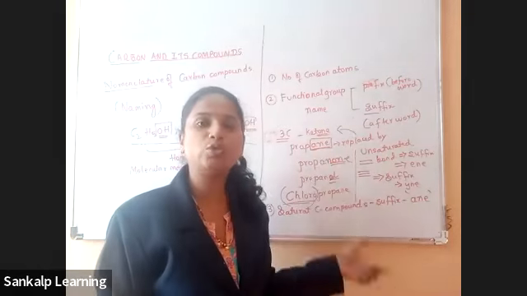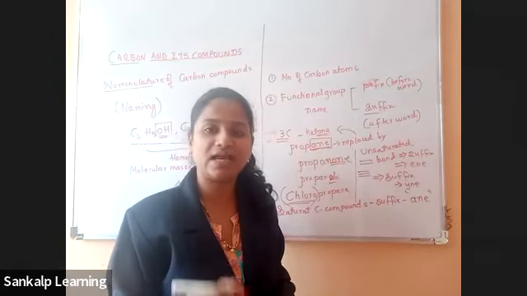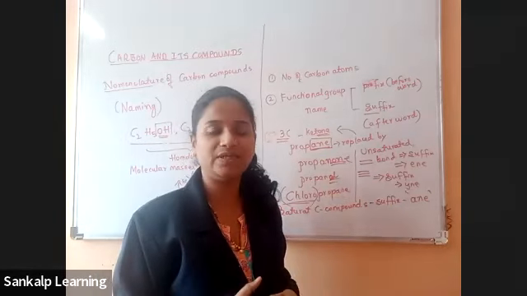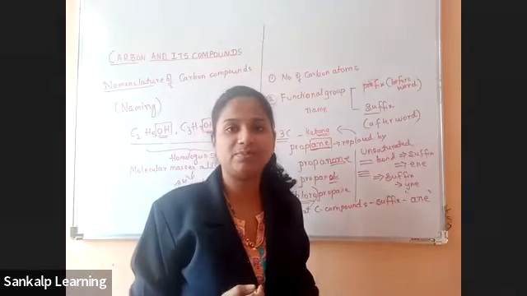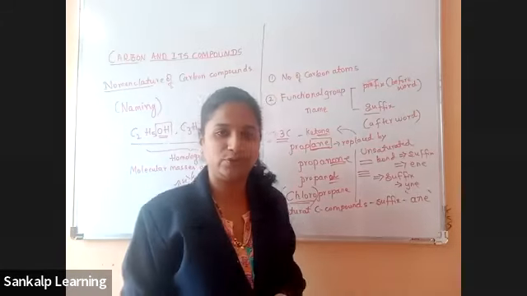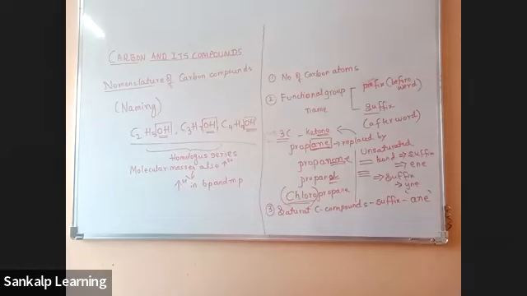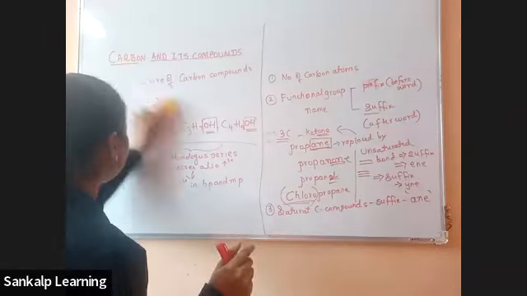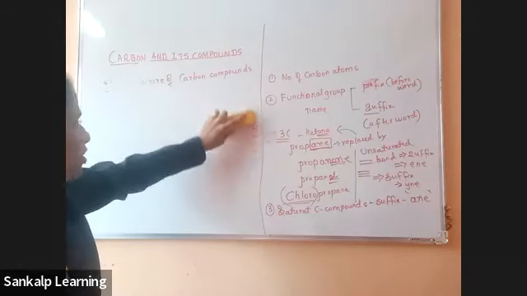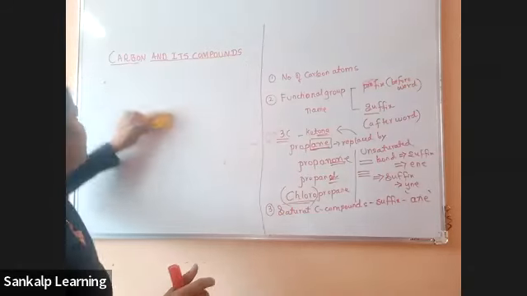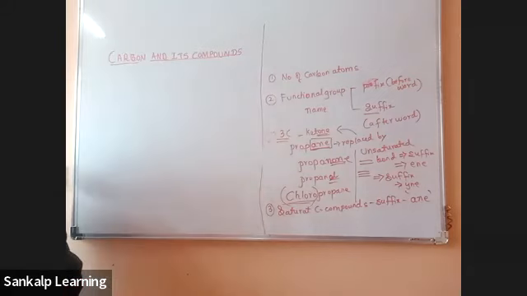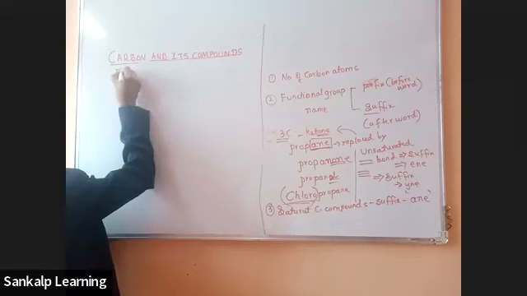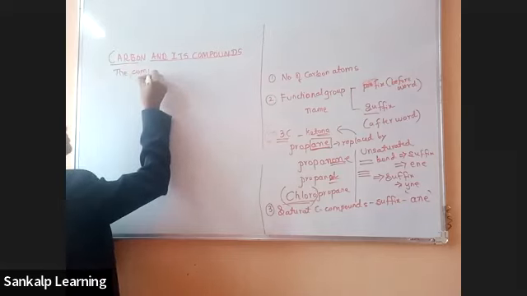We should be aware of all these rules while naming the carbon compounds. When we solve examples, the concept will be clearer for you. So let us solve an example. Let me take only one example and write it using different functional groups. Let us consider a compound that contains 3 carbon.